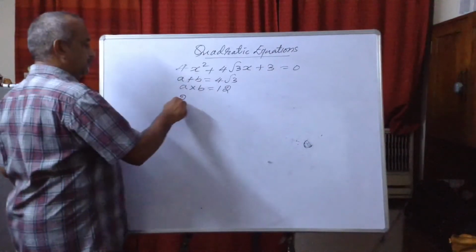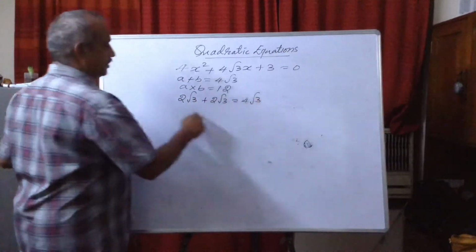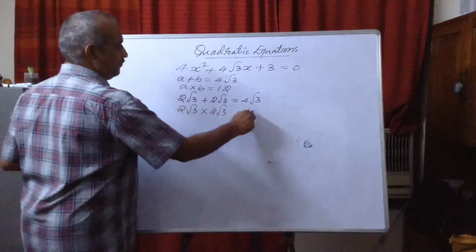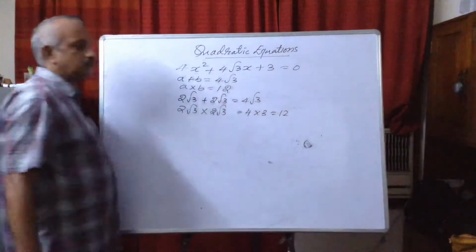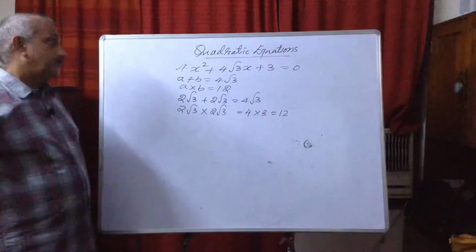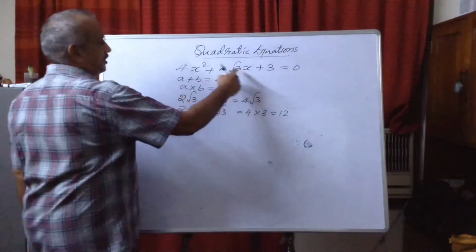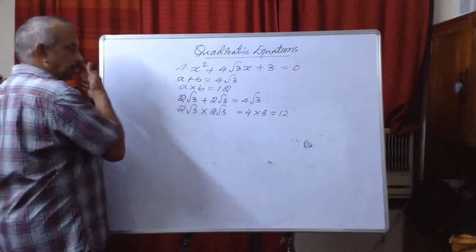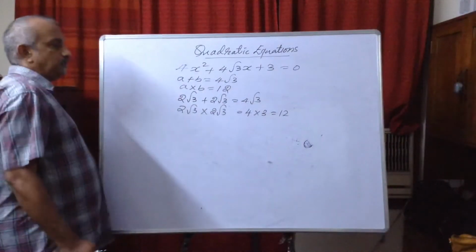See, 2 root 3 plus 2 root 3 is equal to 4 root 3, and again 2 root 3 into 2 root 3. 2 2s are 4 into root 3 into root 3, 3 is equal to 12. So we get these two numbers. So the numbers are 2 root 3 and 2 root 3. See once again, 4x square plus 4 root 3x plus 3 is equal to 0. Sum should be 4 root 3 and product should be 4 into 3, which is equal to 12. Now you have to try with different numbers. 2 root 3 plus 2 root 3, 4 root 3. Then 2 root 3 into 2 root 3, 12. So these are the numbers.